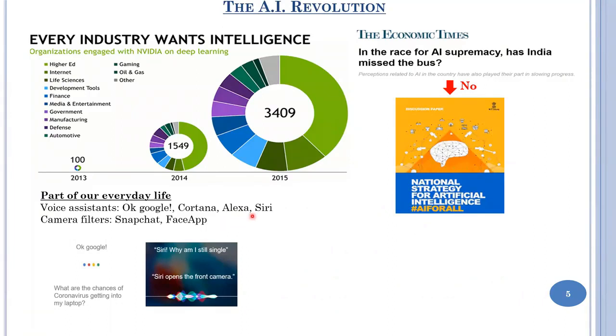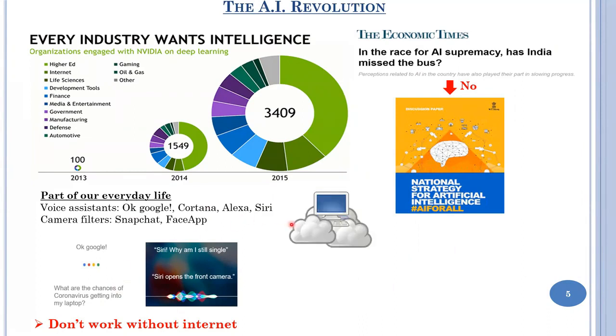However, if you notice them carefully, what you'll observe is that these applications do not work without internet. Why so? Because the processing is still done on the cloud. So internet is required to get the inputs from our end on your mobile phone, then transmit them onto the cloud. And then the cloud does all the processing and sends the result back to your mobile device to show the output. However, no processing is done on the mobile device.